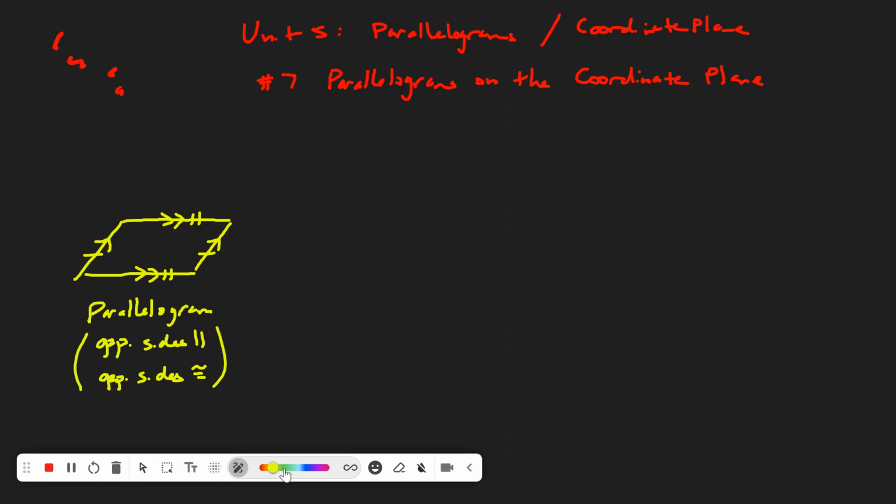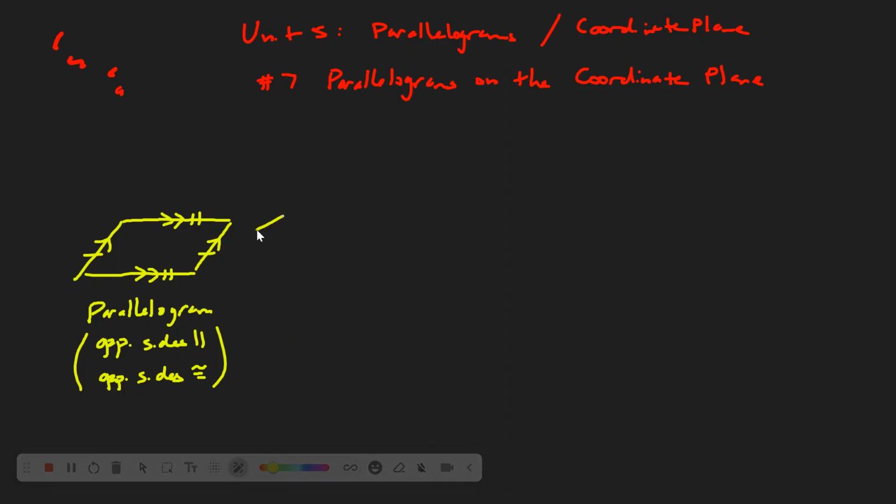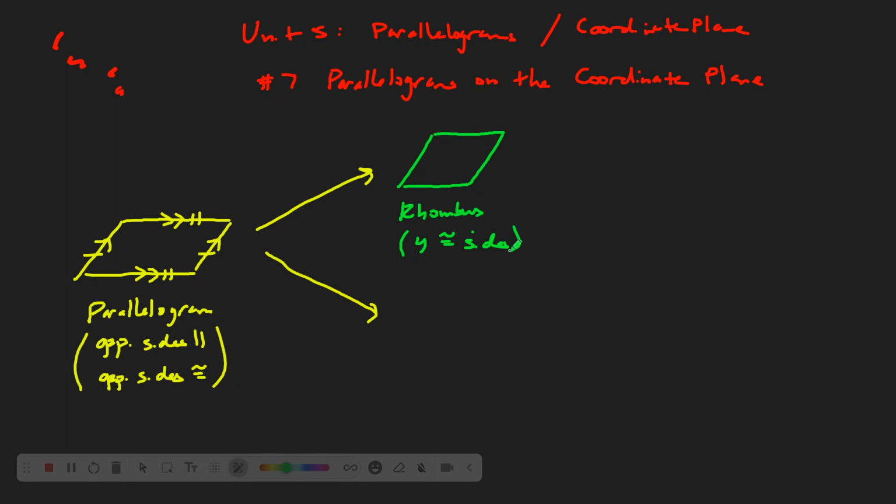Now, from a parallelogram, you could branch off 2 separate ways. The first way I'll do in green is a rhombus. A rhombus looks similar to a parallelogram, slanted, but instead of having 2 pairs of opposite sides congruent, all the sides are congruent. So this is a rhombus. To know that you are a rhombus, you have 4 congruent sides, so we'll put dashes across all 4 sides.